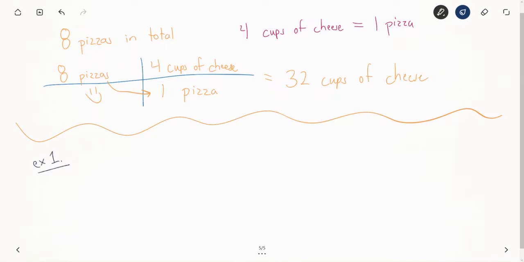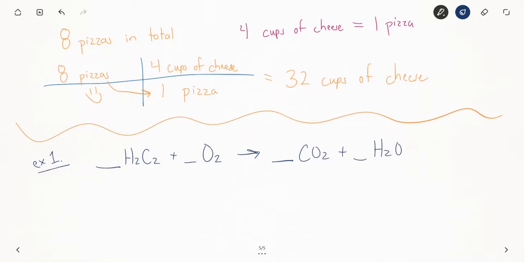We would take something like H2C2 and add that to oxygen. This H2C2 here is acetylene gas, so it's very combustible. A lot of people use it for welding and cutting metal. Just like most combustion reactions, we're going to end up producing CO2 and H2O. Now, in order to balance this guy, we have to do a couple of things and jump around here a bit.